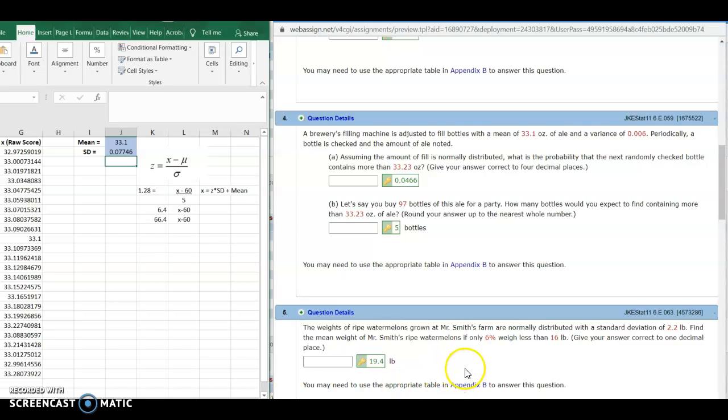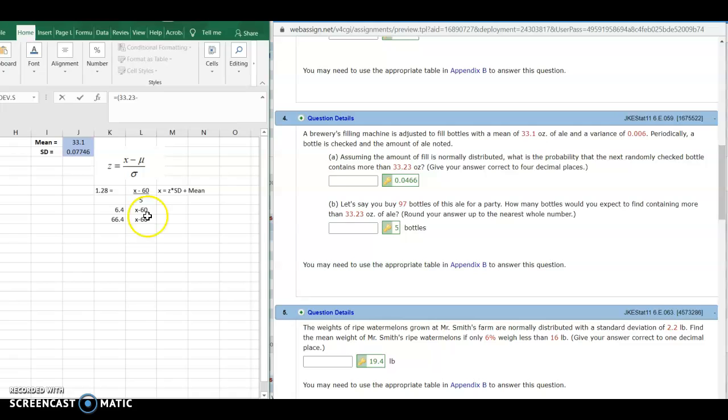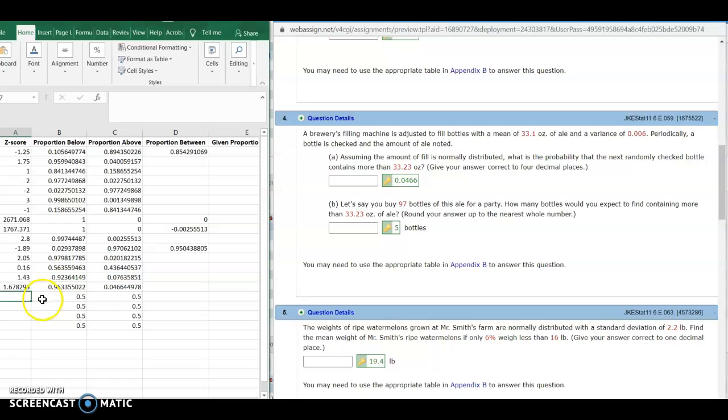So what we need to do now is to calculate the z-score for a bottle that contains 33.23 ounces. So I'm going to come over here to my z-score column. And I'm looking for probability of more than, but in my z-score column, I'm going to enter that z-score formula, equals, open paren, x, 33.23, minus mu, we just entered that in that blue cell, so I'm going to go over and click on it, close paren, divide by standard deviation, and that is the number we entered in the second blue cell. And we'll click enter. And it calculates that z-score for us.